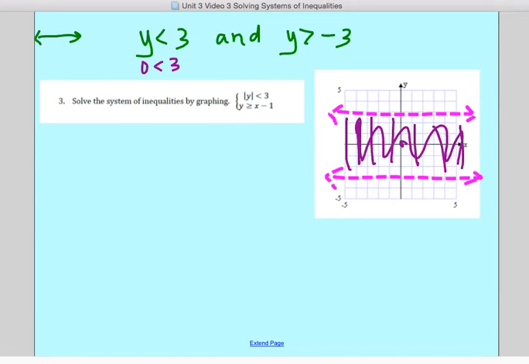Then I just need to go ahead and graph my last line. That one's going to be a solid line. So I have -1, and my y-intercept, and my slope is 1, so up 1 over 1. And that's a solid line.